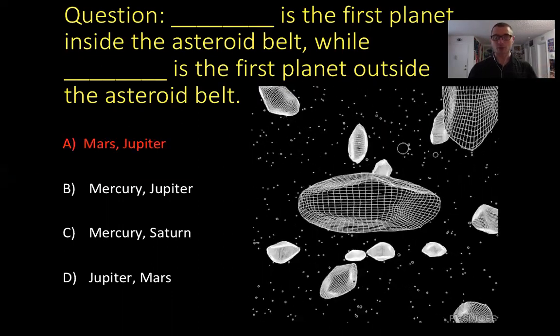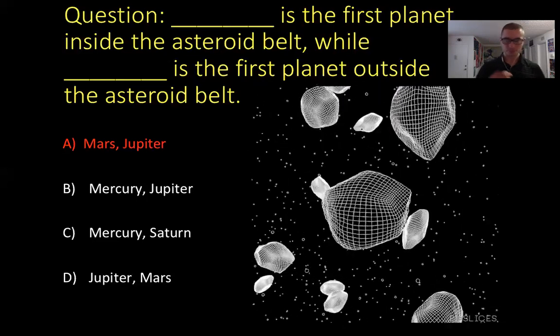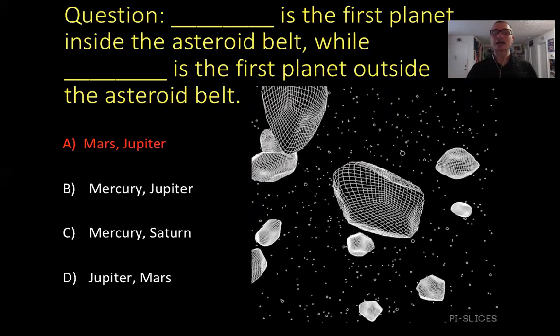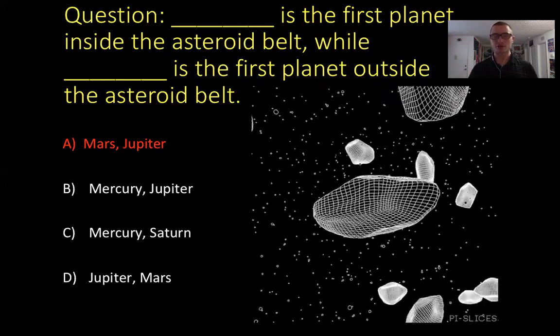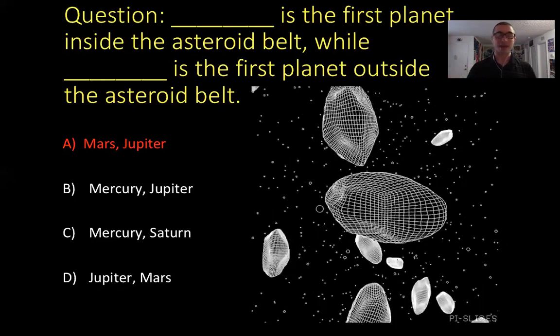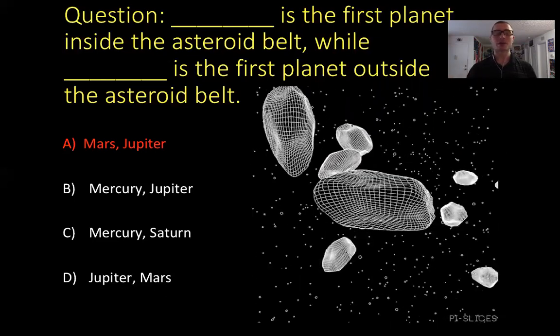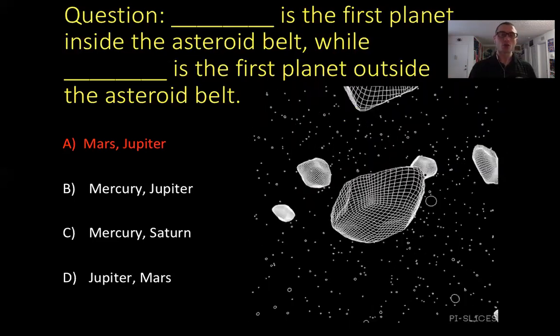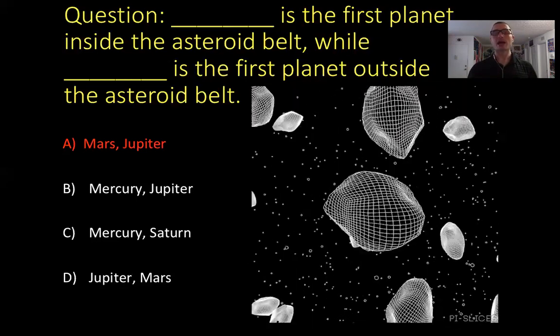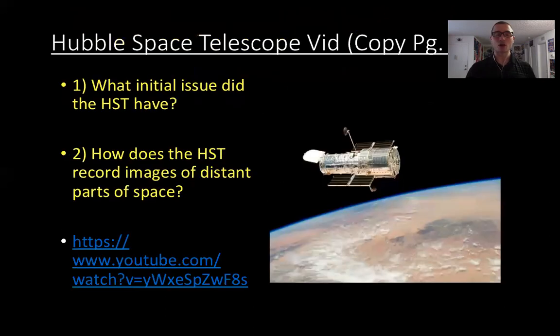Mars is the first planet on the inside of the asteroid belt, whereas Jupiter is the first planet on the outside of the asteroid belt. Again, Jupiter is the largest planet in our solar system. It's largely what anchors and keeps the asteroid belt intact. And keep in mind, the asteroid belt is also what separates the inner rocky terrestrial planets from the outer gas planets, right?